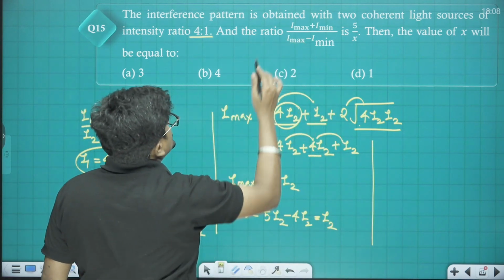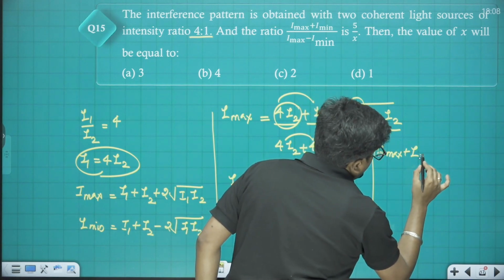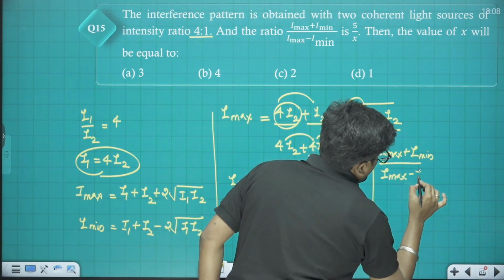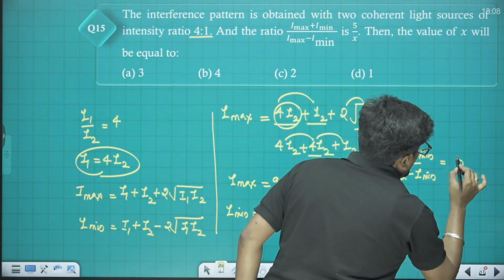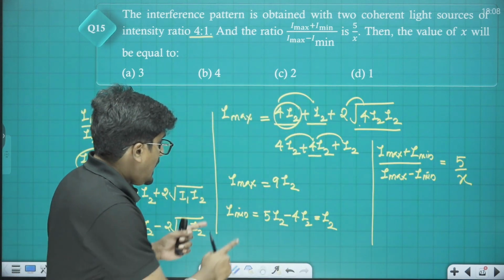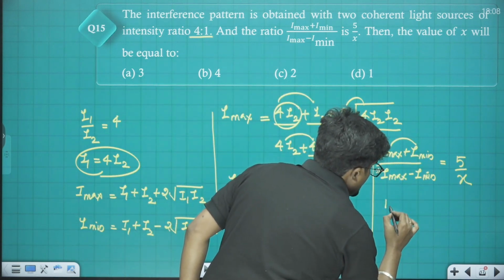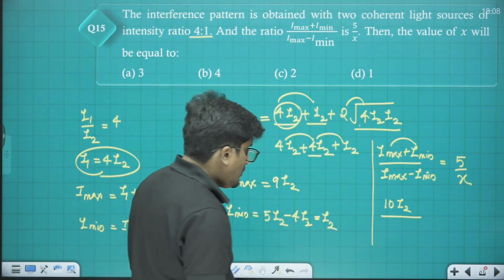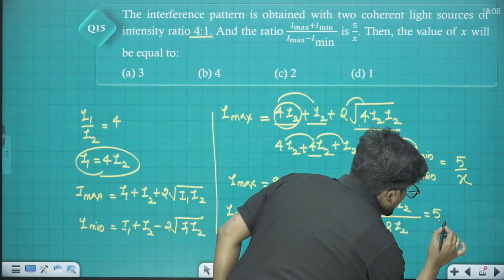Now have a look. What is the ratio? I max plus I minimum upon I max minus I minimum. As per the question, this needs to be equal to 5 by x. I max is 9I2, I minimum is I2. So here this is going to be what? 10I2. And here this is 9I2 minus I2, that is 8I2. That is 5 by x.